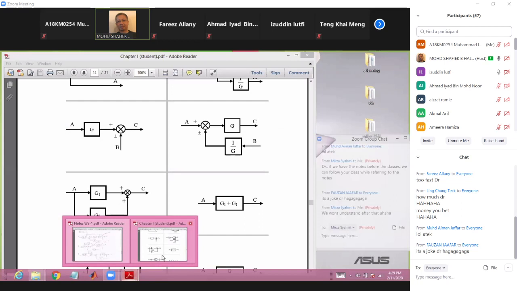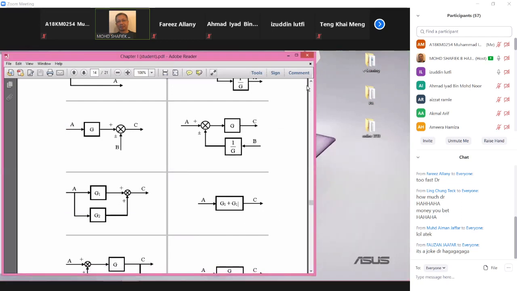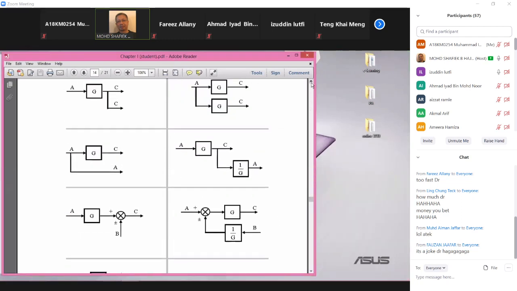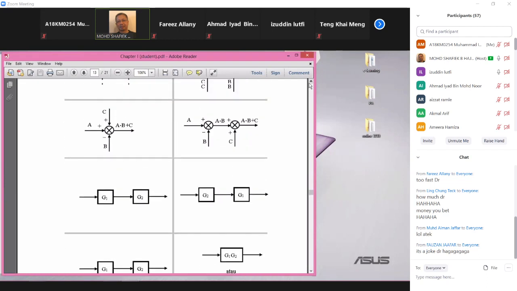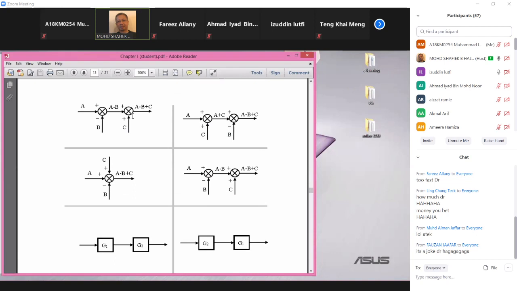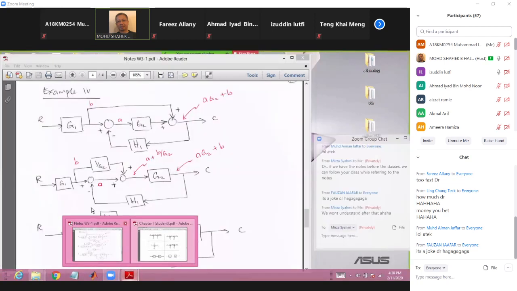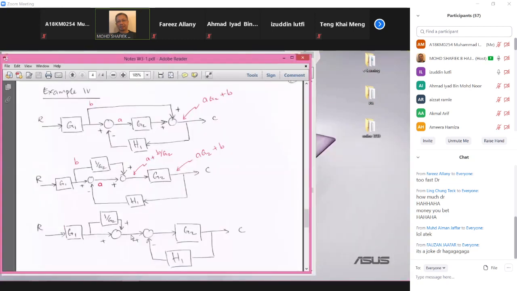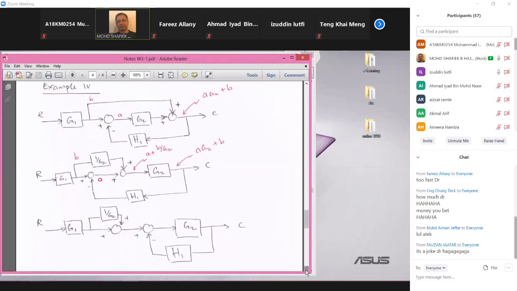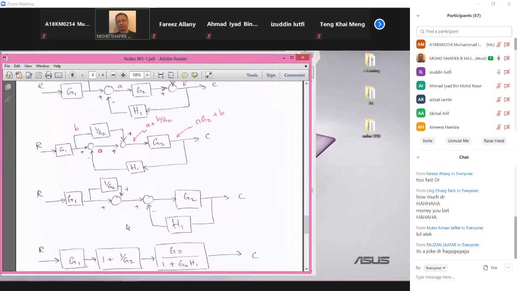Again, let's go to the table here. There. No, not that one. So this one. You can interchange two summing junctions. You can do that. Okay, now I'm going to interchange these two summing junctions. Okay. Now, when we get to here, it is easy. This is easy.